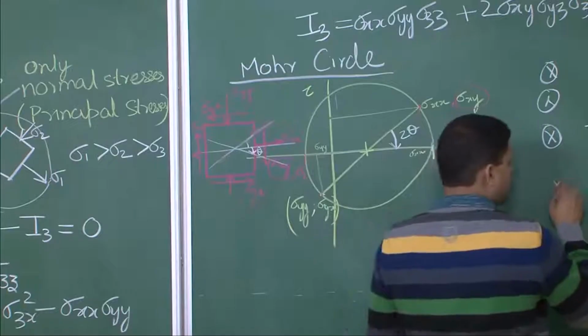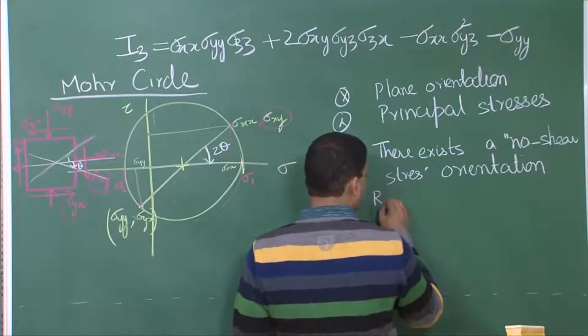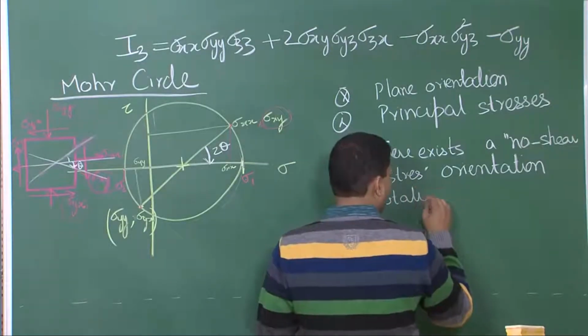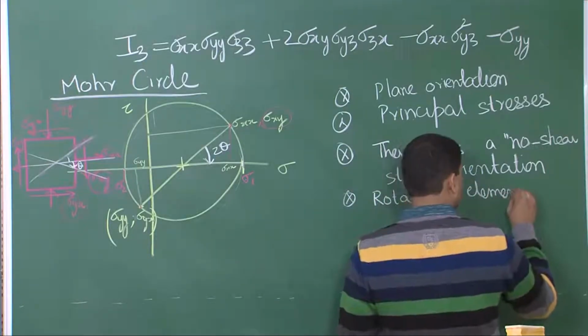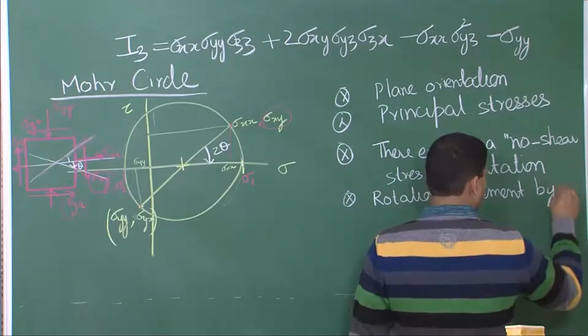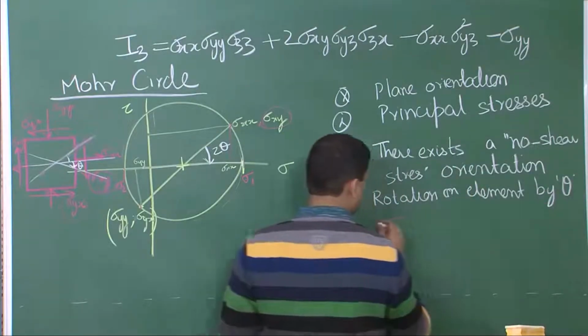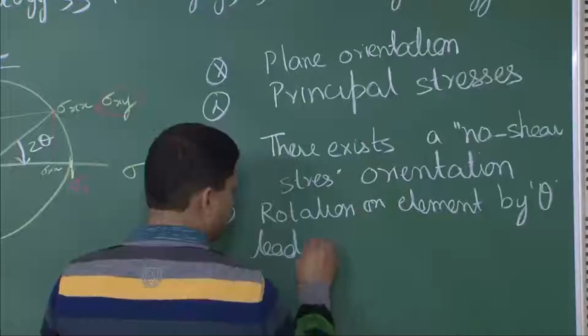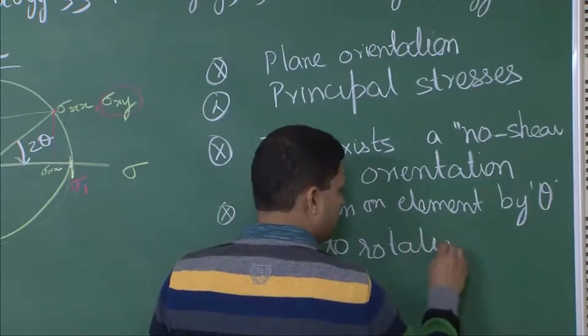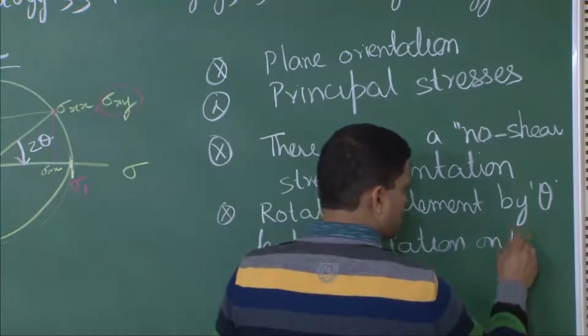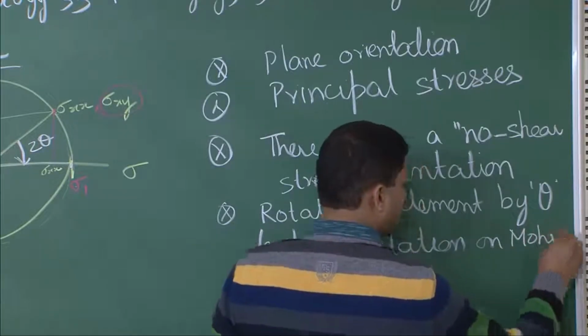So, there is rotation on the element by theta, which leads to rotation on the Mohr circle by 2 theta.